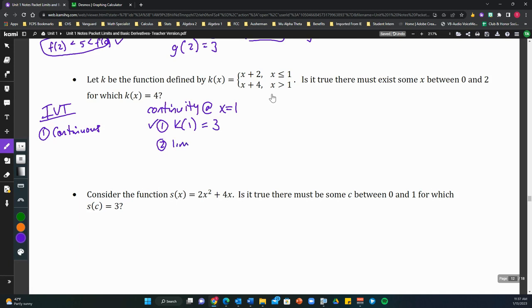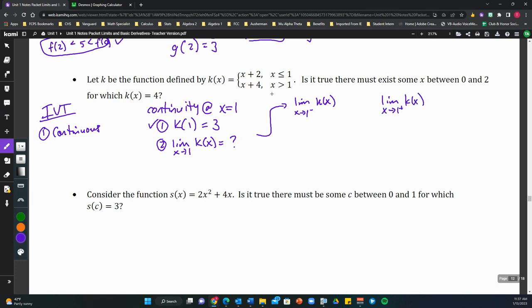Second condition is, does the limit as x approaches 1 of k of x exist? So we need to evaluate that. Remember, for piecewise functions, when we're evaluating at the transition, that is where we check the one-sided limits. So we're going to check 1 from the left and from the right. Hopefully they will match up. If not, then we know the function is discontinuous.